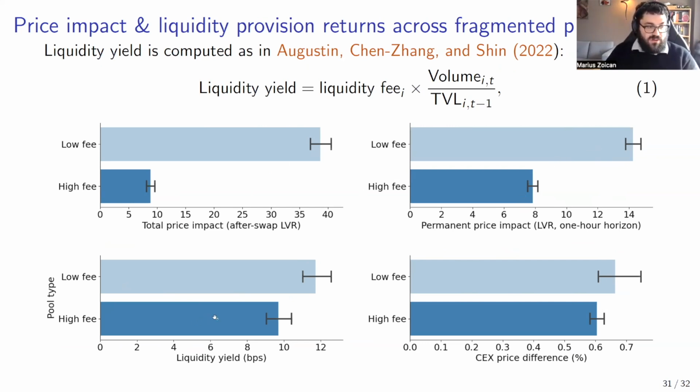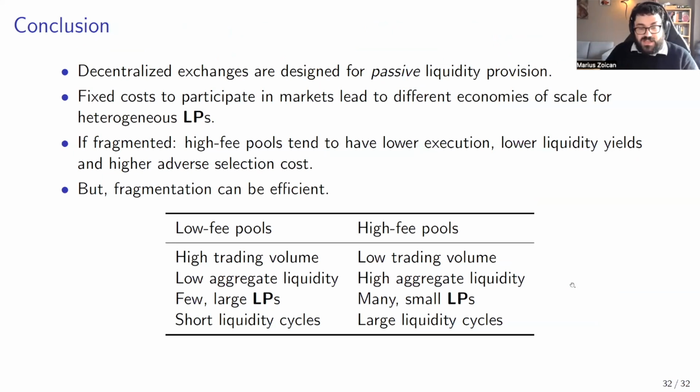On the high fee pool, they actually make more money, right? They earn about 9, and the price impact is around 8. So small retail traders are actually better protected against adverse selection. They might actually make money, and for the big players, it's more like a loss leader. That's pretty much what I had.